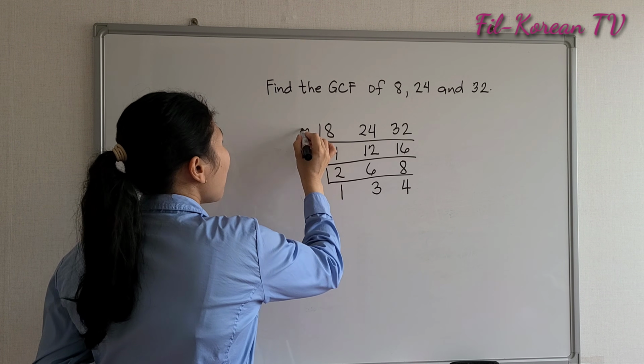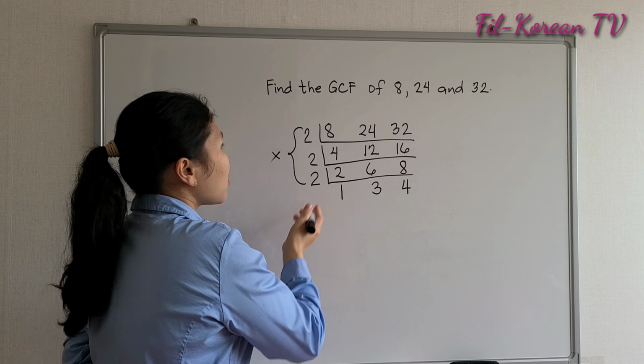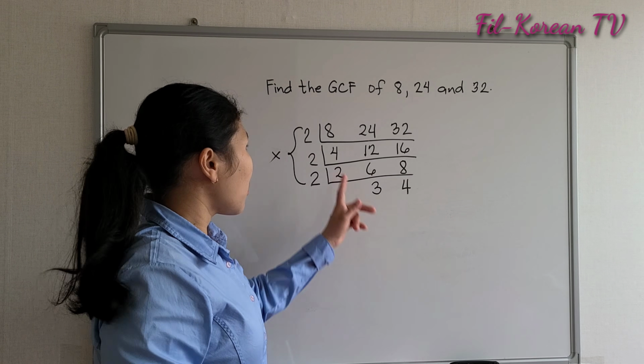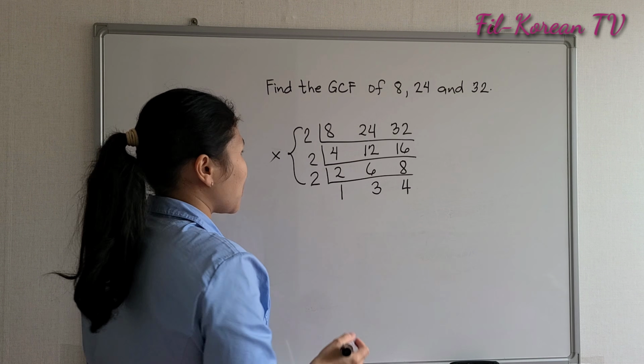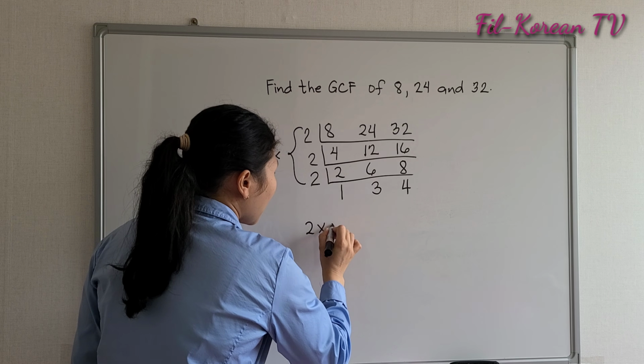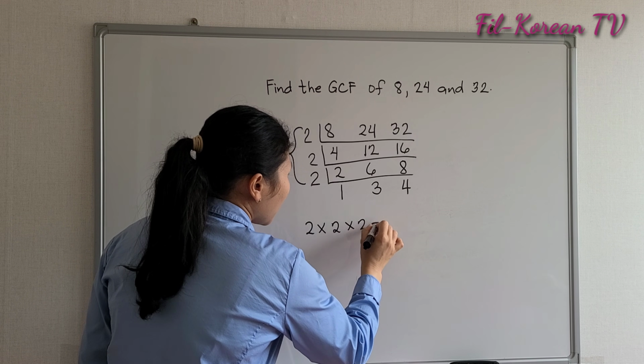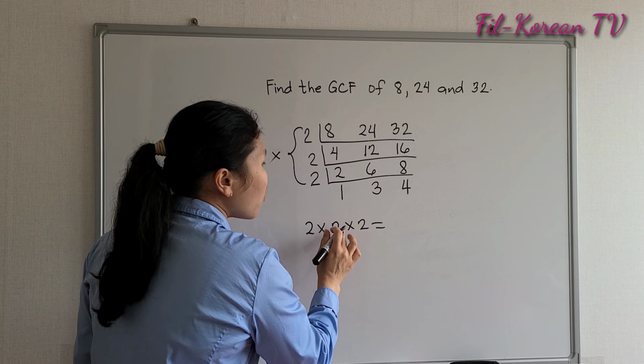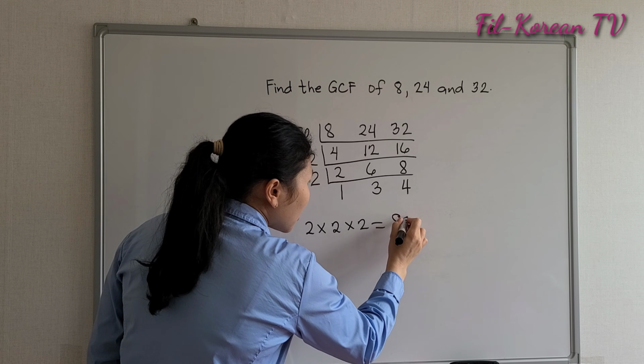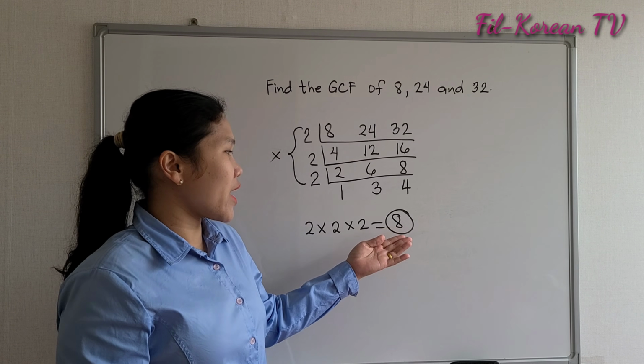Next, multiply the three prime divisors used. 2 times 2 times 2 equals 2 times 2, 4. 4 times 2, 8. The GCF is 8.